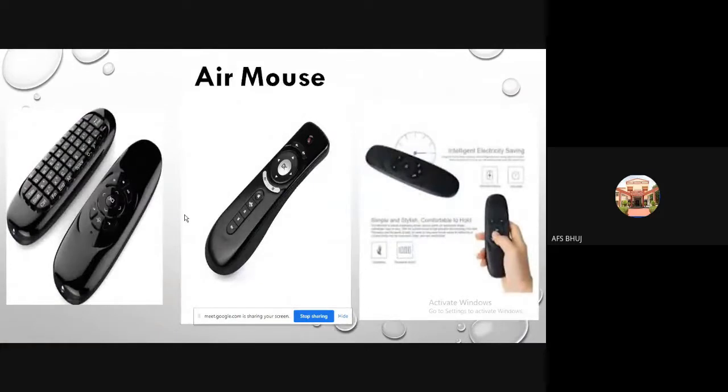An air mouse looks like a remote, and it has some antenna also. To use this air mouse, we just move the mouse in the air. It will point, and we can move the mouse pointer on the screen. Also, we can select things on the screen.